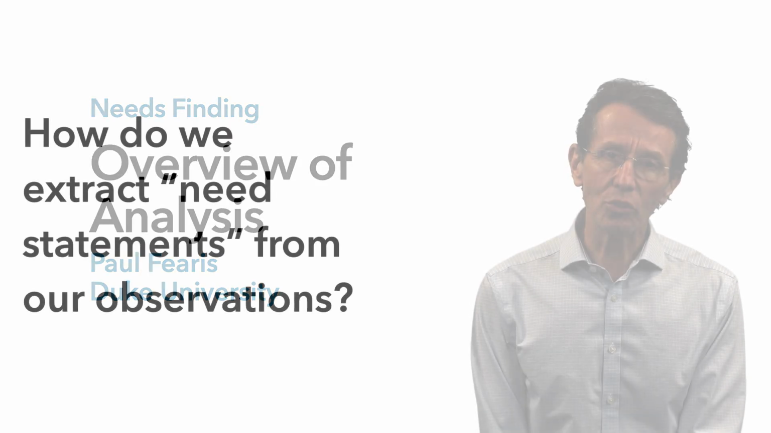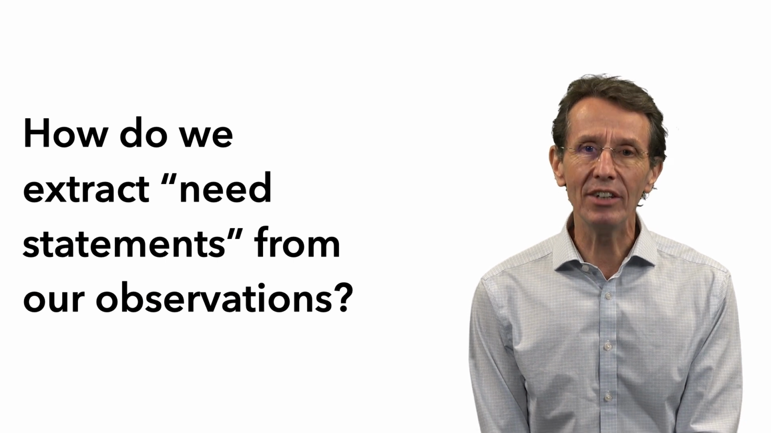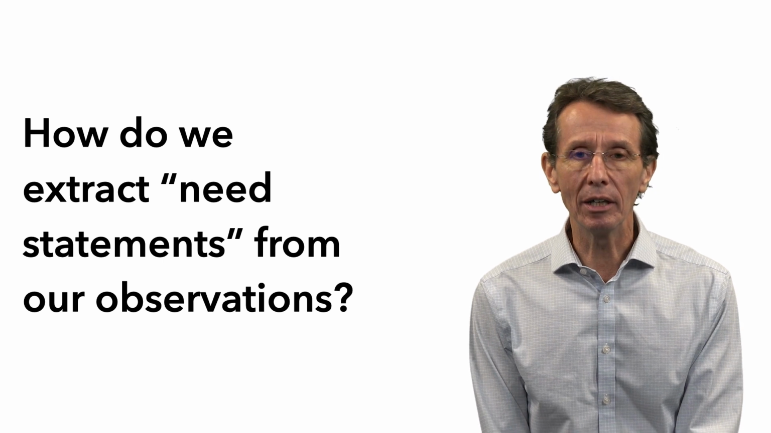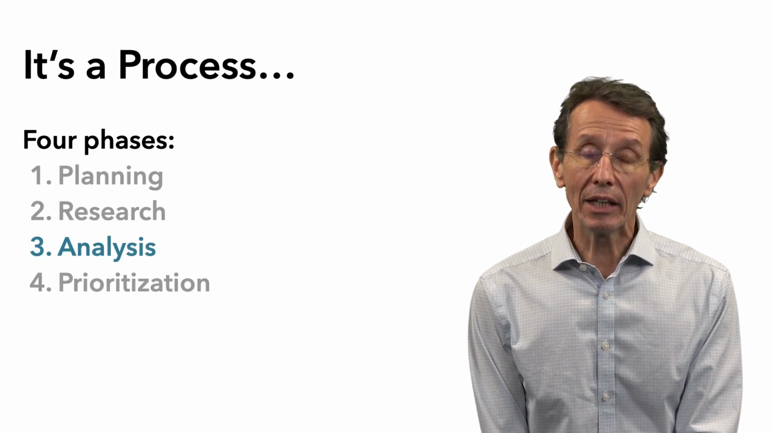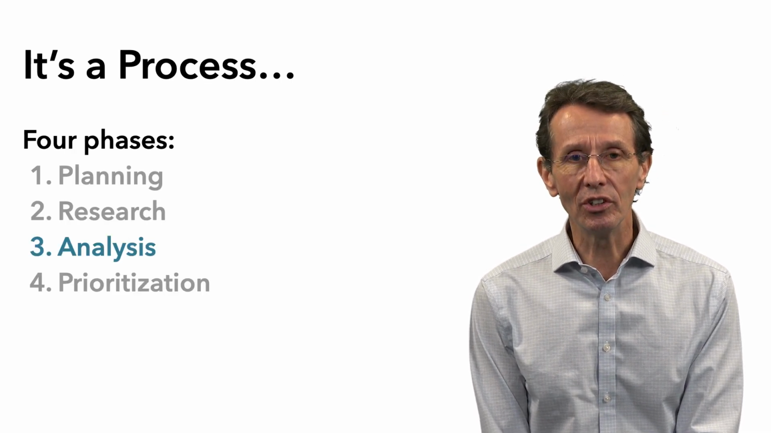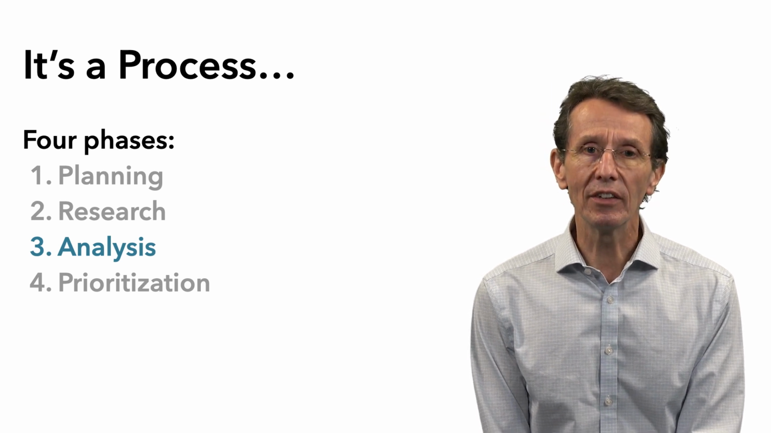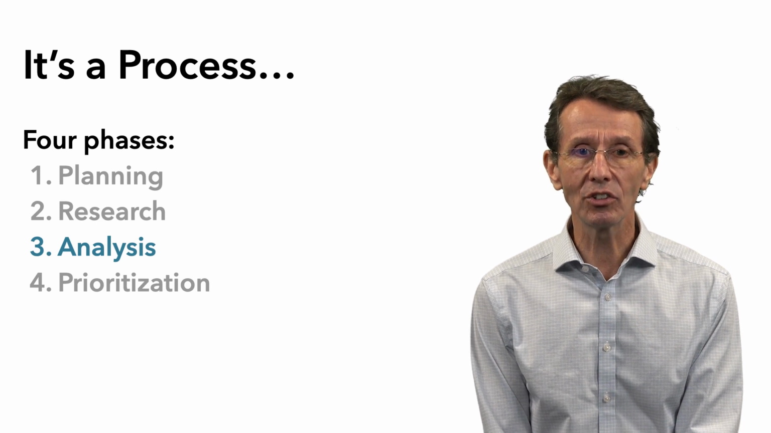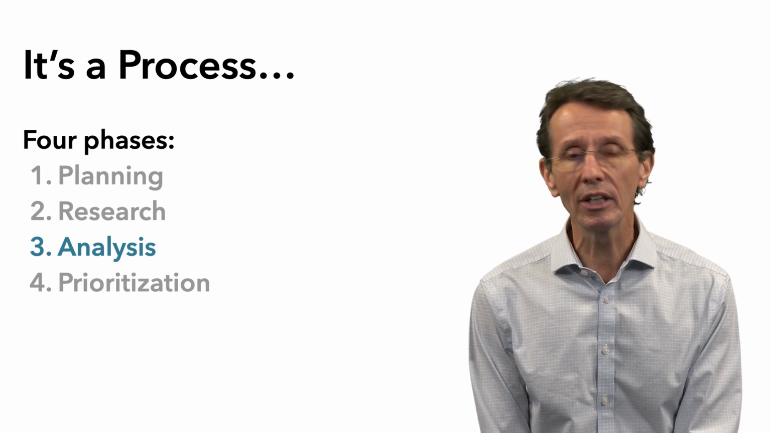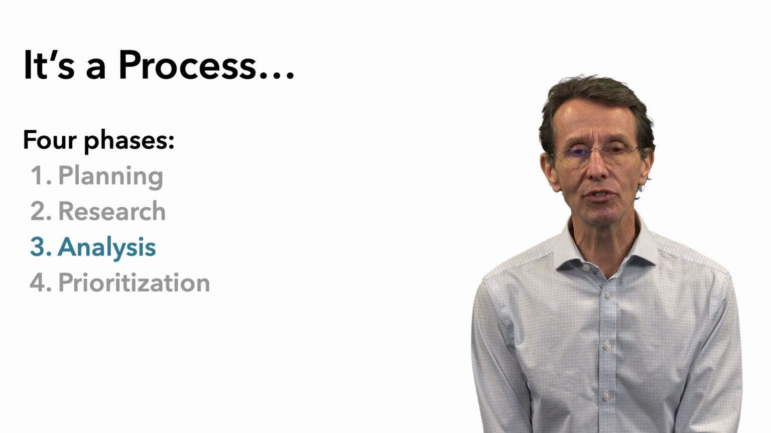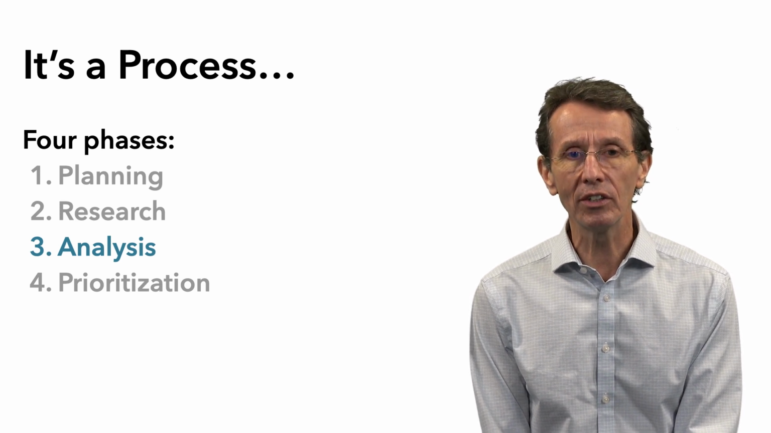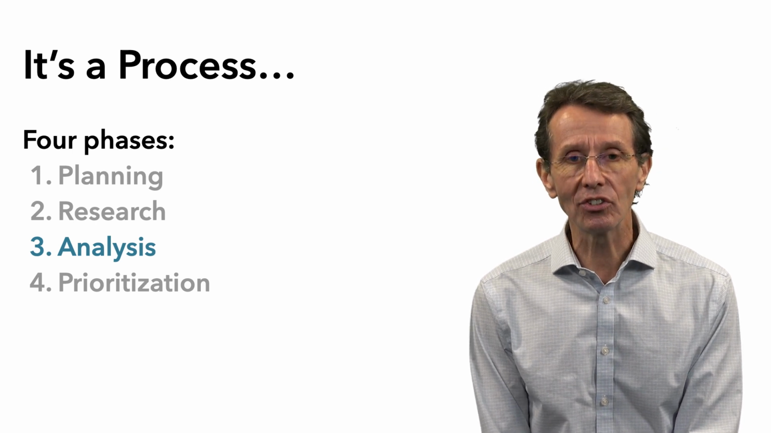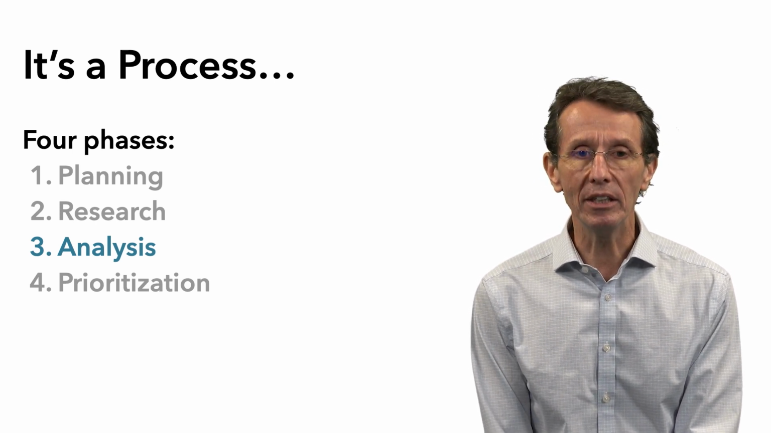So in this final section, we're going to look at how we extract need statements from the observations that we made out in the field, as we talked about in previous videos. And as I've said before, of course, observational research and needs finding is a process. And that process has 4 phases. We've covered the first phase, planning, the second phase, research, which was our field work. We're now going to look at the analysis phase, and then finally a short phase on the end of that, which we call prioritization, which is ordering our analysis into a hierarchy of unmet needs.